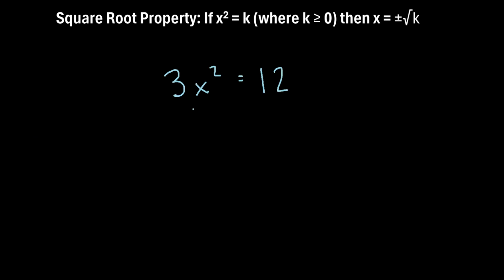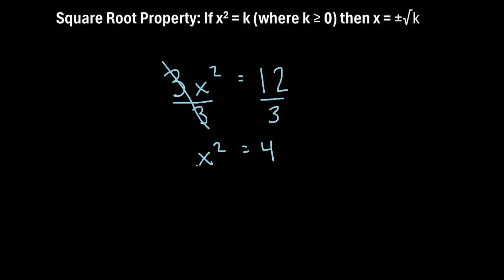All right, let's try another example. Let's say we have 3x squared is equal to 12. We want to figure out what values of x make this expression true. To get x all by itself, we can start by dividing both sides by 3. On the left-hand side, these 3's will cancel out and we'll just be left with x squared. On the right-hand side, we have 12 divided by 3, that's 4. So once again, we can use the square root property to figure out what values of x make this true.